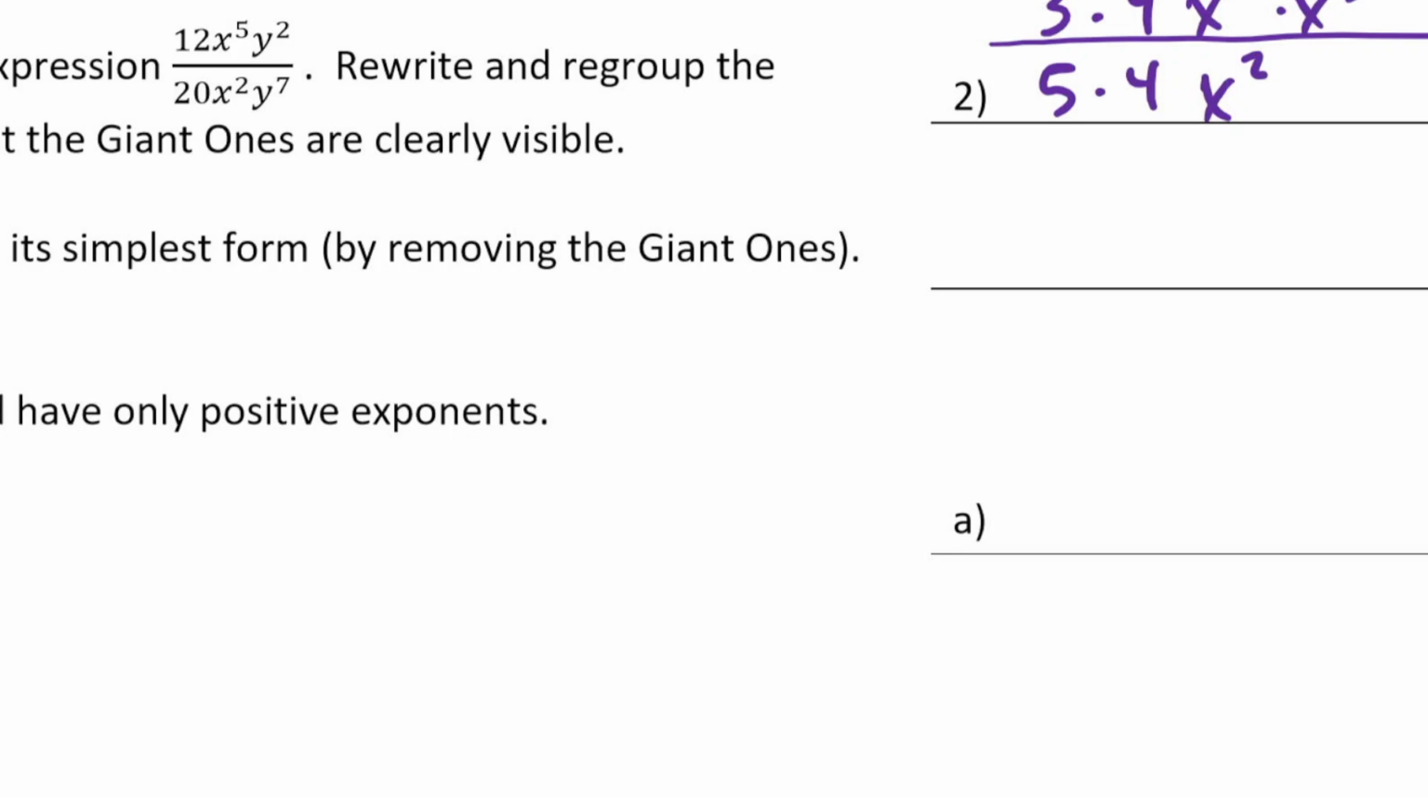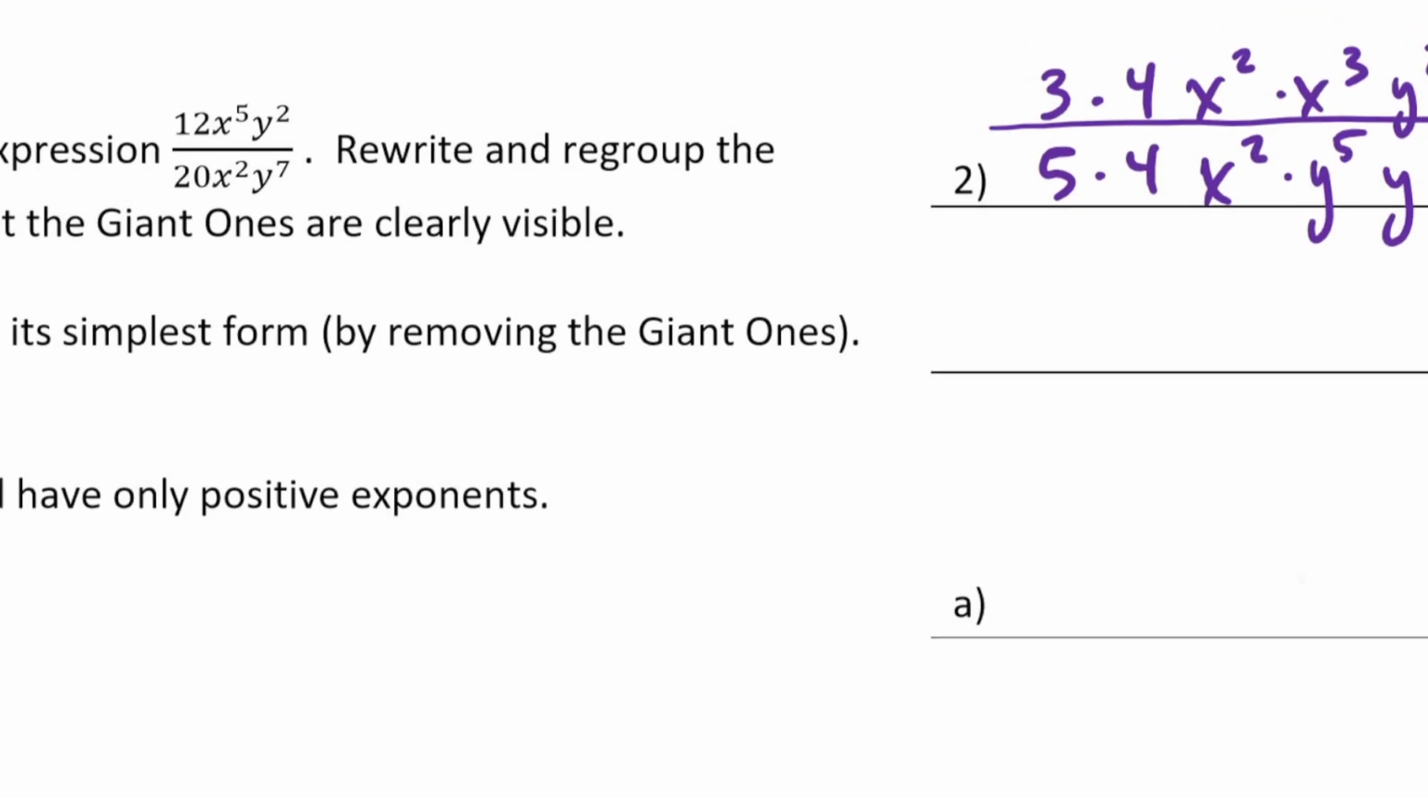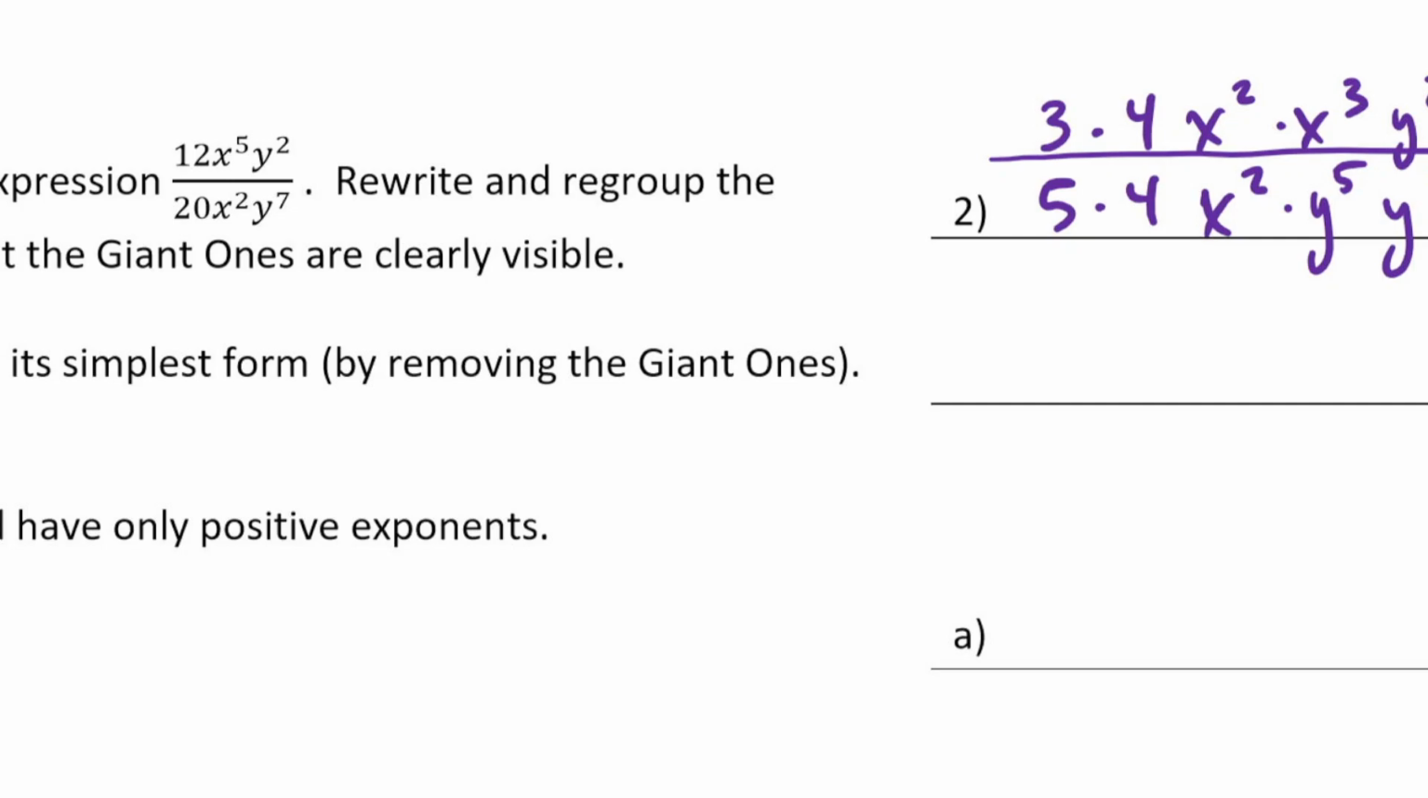And then in terms of y's, I can see that there's a y squared in the numerator. So I'm going to break up the y's in the denominator as y to the fifth power and y to the second power, because I had 7 factors of y in the denominator. So when I look at it this way, I can do my grouping here.